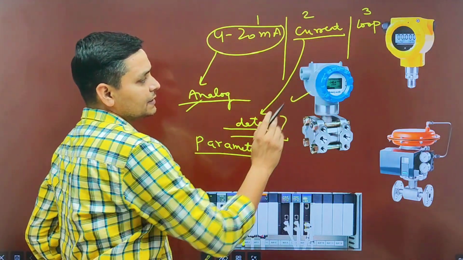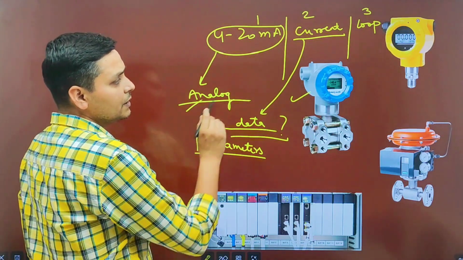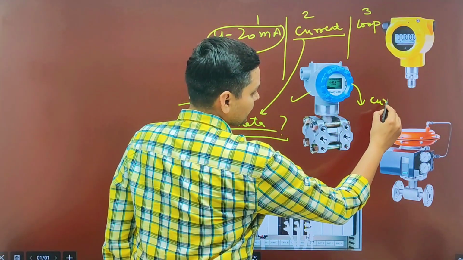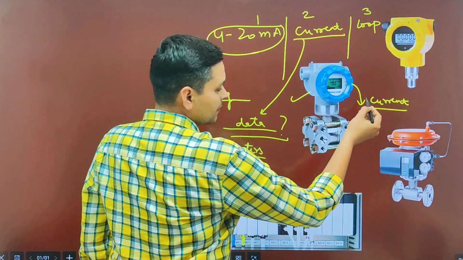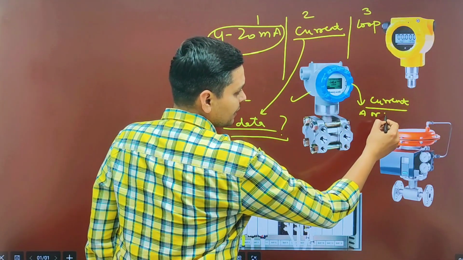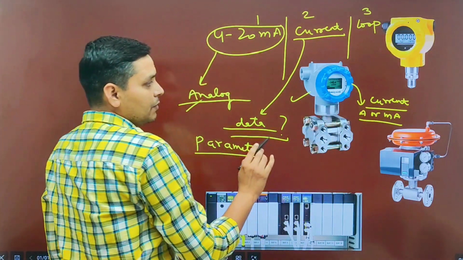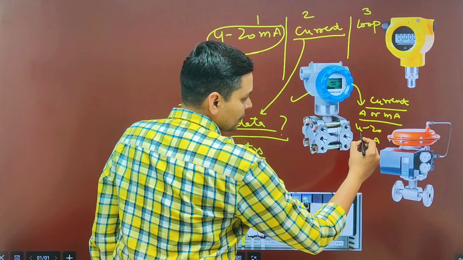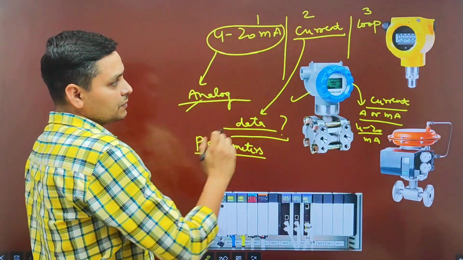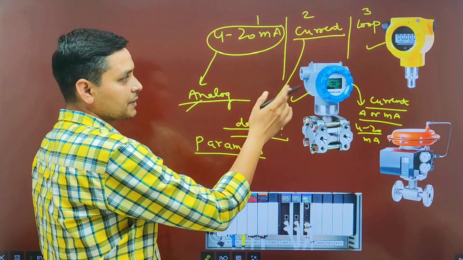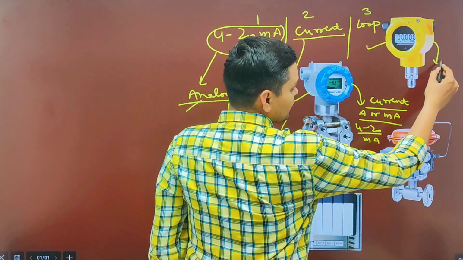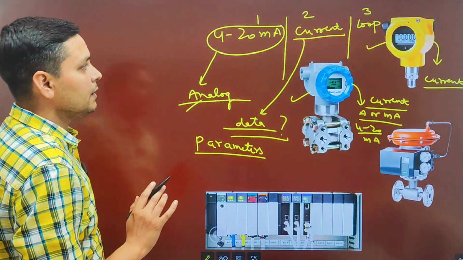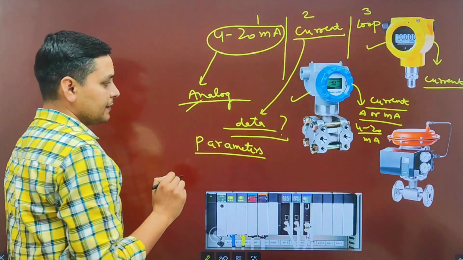Suppose we are using this type of transmitter for measuring the level. So this transmitter will transmit its data in the form of current. Means in the form of ampere or milliampere. And we all know its output is 4 to 20 milliampere. Suppose we are using this type of transmitter, pressure transmitter, then it will also transmit its data in the form of current. Okay, and loop we will discuss later.